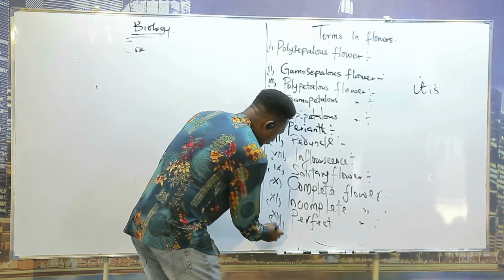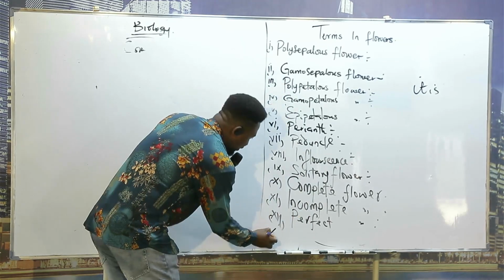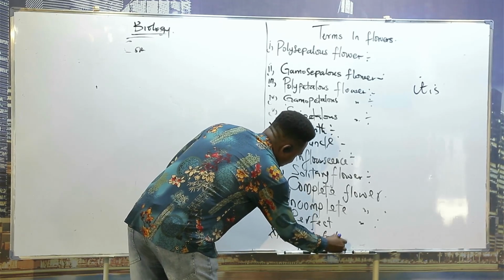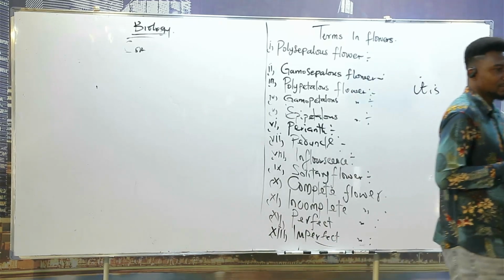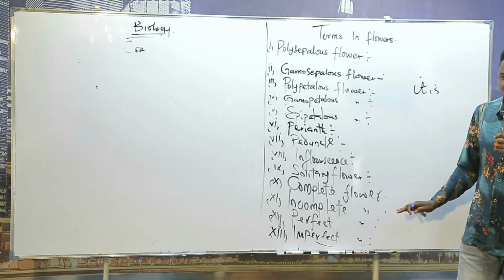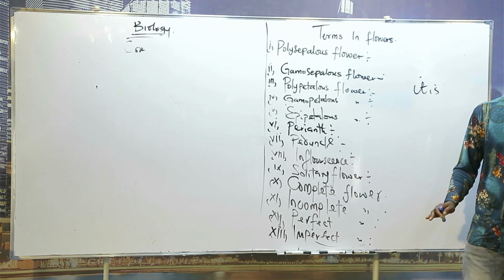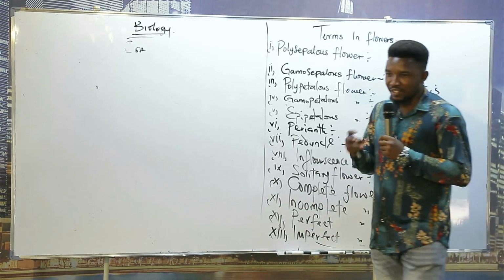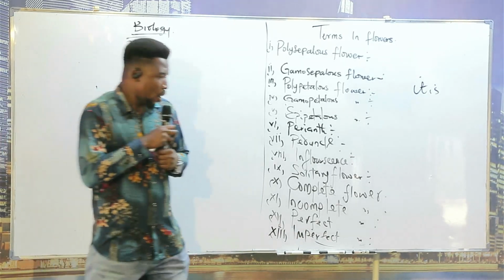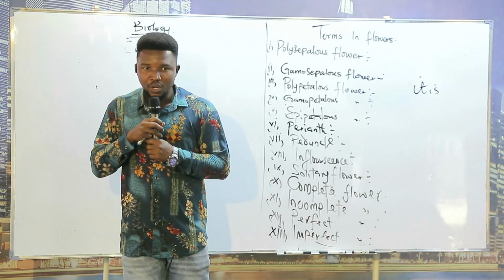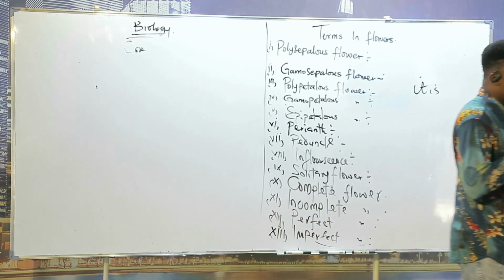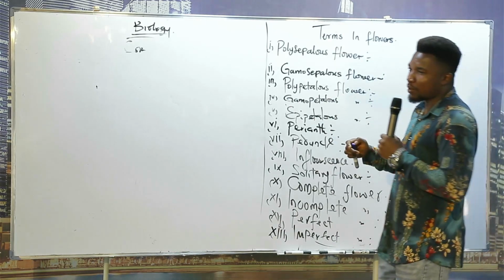What of imperfect flower? What does it mean? So, imperfect flower, listen please. Perfect flower is called bisexual flower, or they are known as hermaphrodite flower. Do you understand? You know the word hermaphrodite? Both male and female. But when it comes to imperfect flower, they are called unisexual flower.